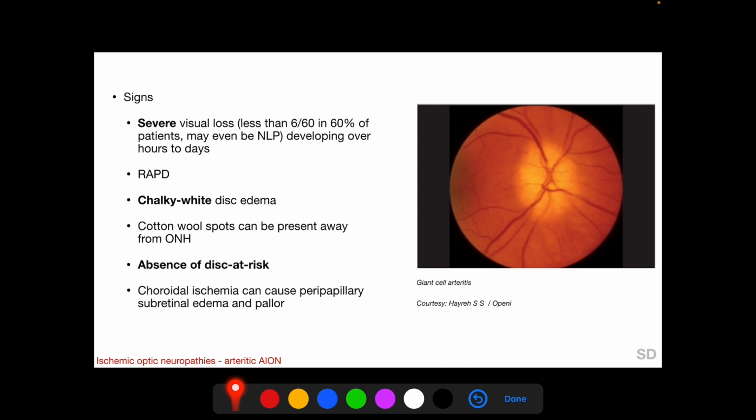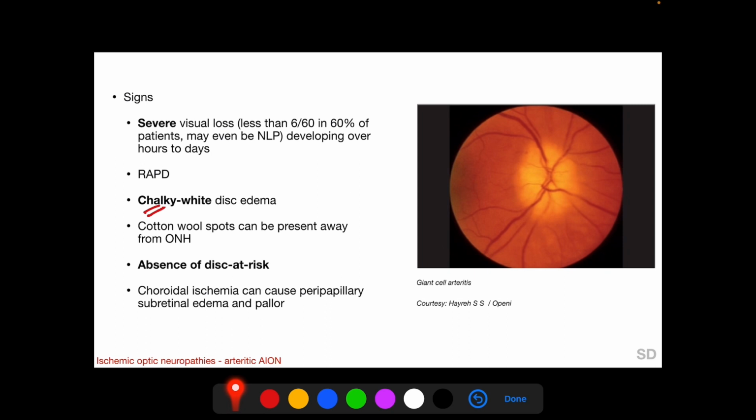Signs in arteritic ischemic optic neuropathy include severe visual loss less than 6/60 in the majority of the patients, and may even be no light perception, and the severe visual loss develops over hours to days. There is RAPD. The disc edema is characteristically described as chalky white. There can be cotton wool spots which can be present away from the ONH in the peripapillary area.